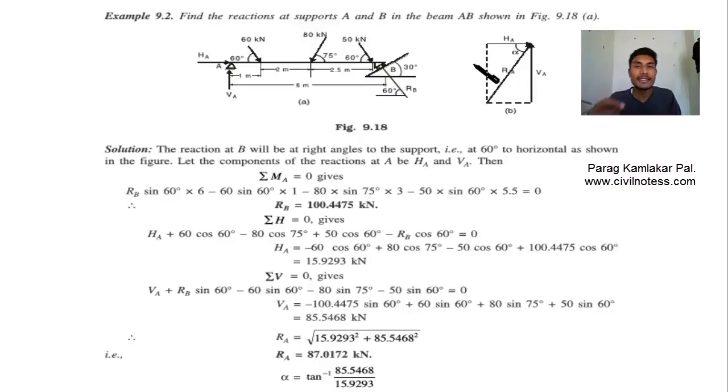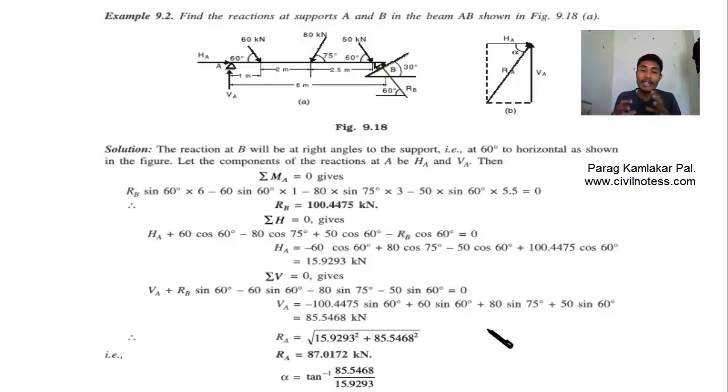Let me give you one example. Here is my pen. If I throw it at a certain angle, I know the magnitude, I know the vertical and horizontal forces, but it is essential to determine at what inclination angle the resultant is going. This is called the resultant. Hope you understand.